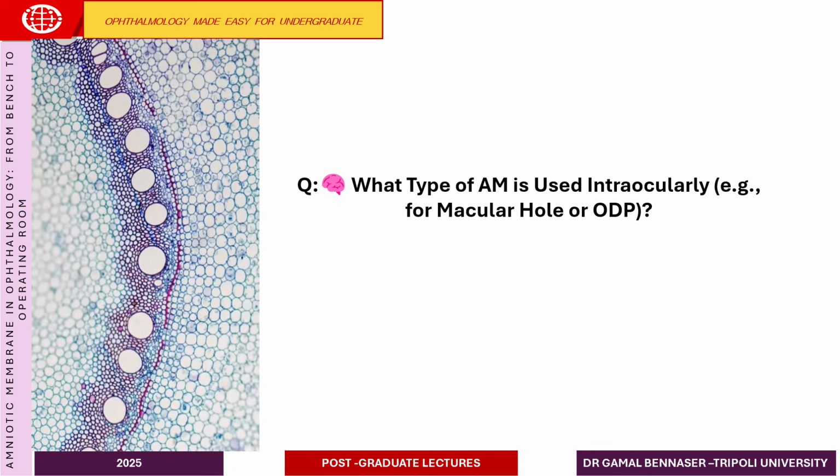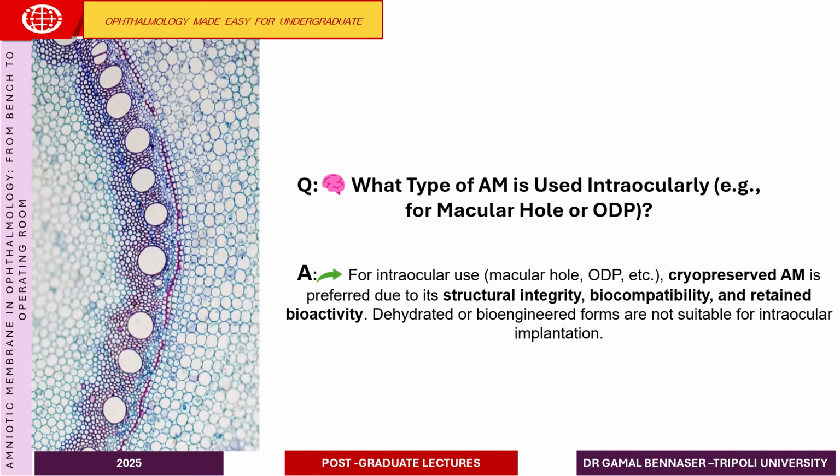Now let's come to the answer for the question we asked before about the type of amniotic membrane which is ideal for intraocular use. The answer is that cryopreserved amniotic membrane is ideal and preferred because of its structural integrity, its biocompatibility and bioactivity. It is full of bioactive substances. However, the dehydrated and the bioengineered ones are not suitable, because the bioengineered is still used mainly for experimental use, like in limbal stem cells, and the dehydrated one is fragile and cannot be used for intraocular use.